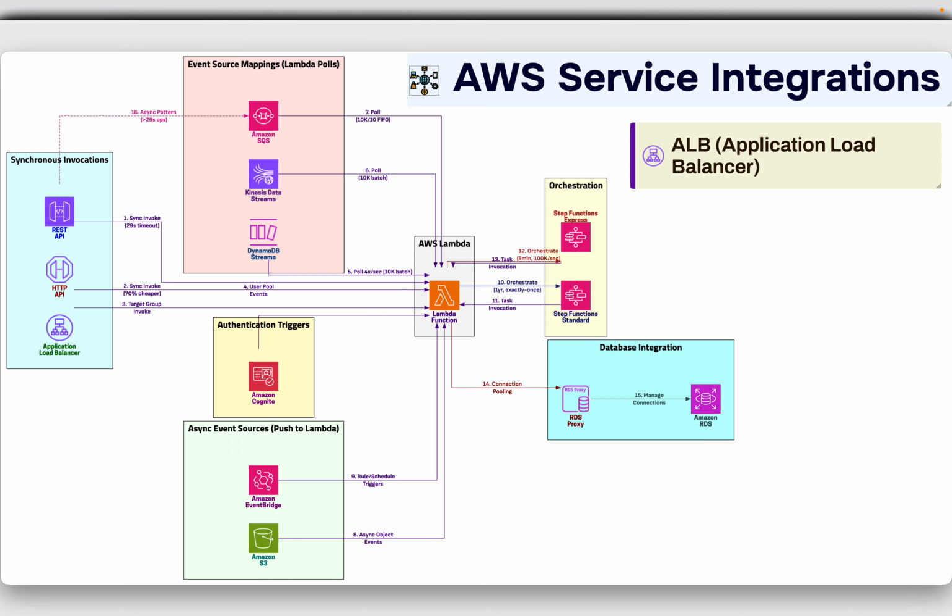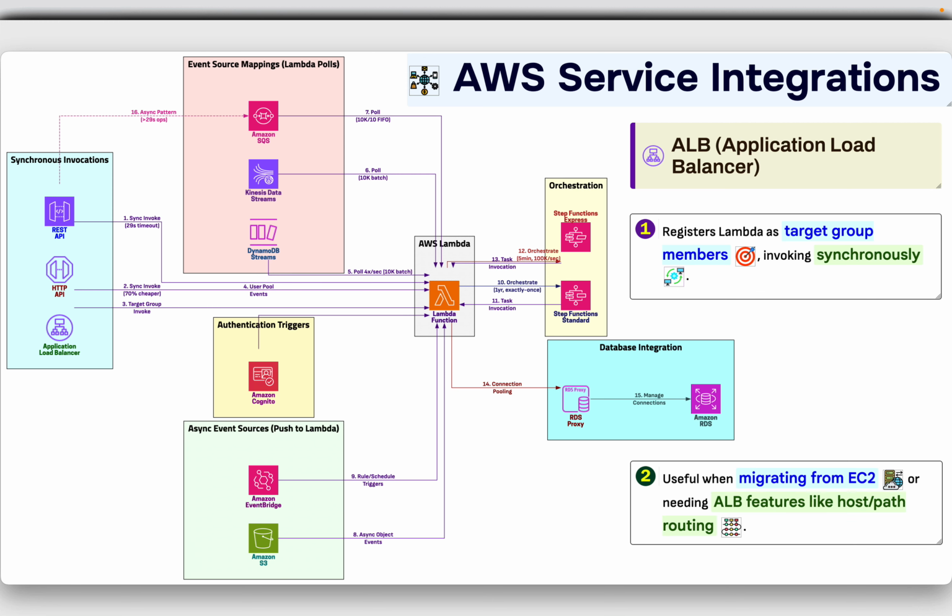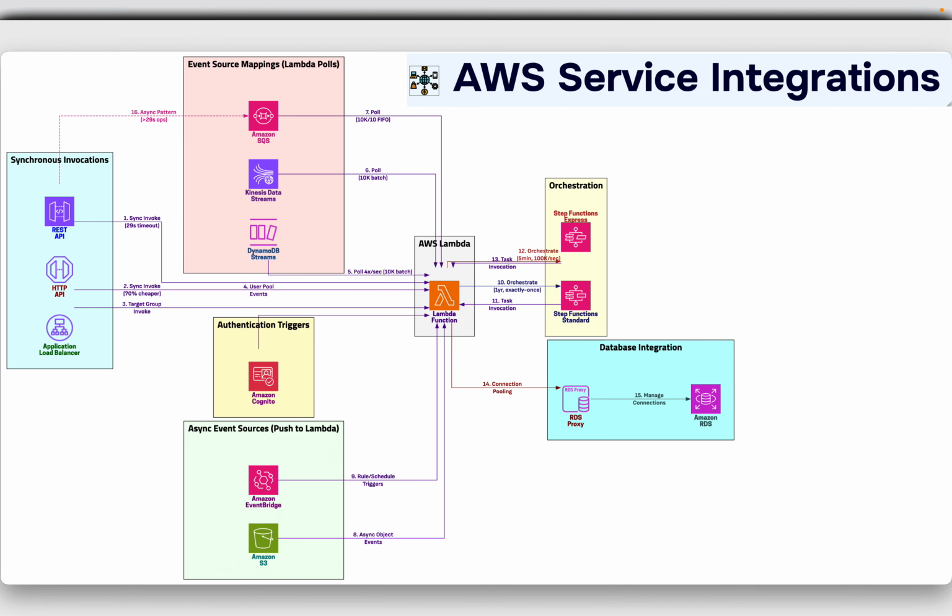Then we have application load balancer. Application load balancer registers Lambda as target group members and invokes them synchronously. So this is also possible. So you have ALB in front and the backend is composed of Lambda functions. And this is useful for migrating from EC2 or when you need ALB features like host-based or path-based routing.